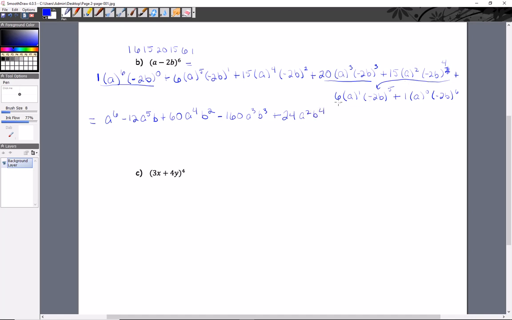And now we're down to this one here, all right? So that'll be negative 32 times 6 is negative 192, and that'll be a b to the 5th. And what do we have here? This is going to be 64, right? 2 to the 6th, negative 2 to the 6th will be 64. That's a 1, that's a 1. So that'll just be plus 64b to the 6th power.